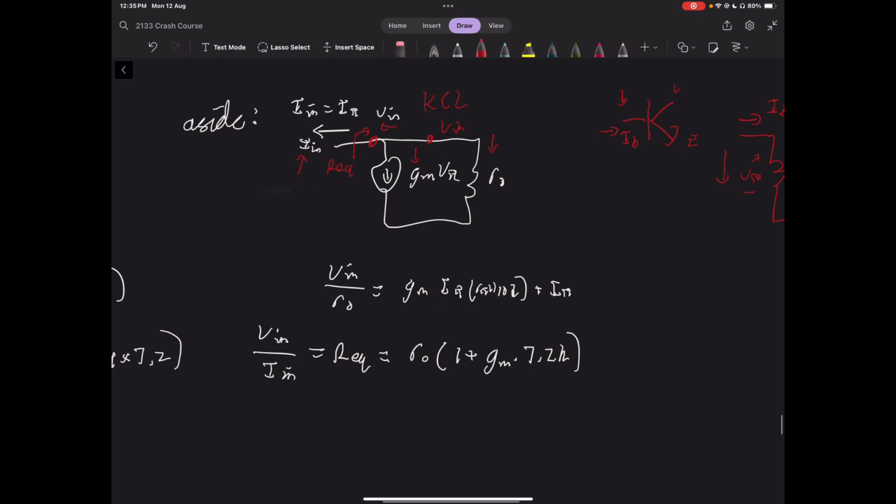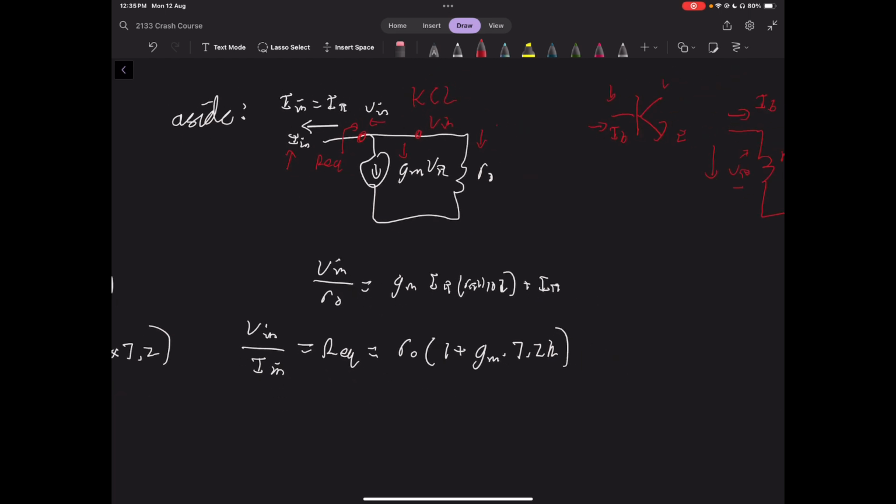So looking at KCL, it's clear that the current through here is vN on r0, and that's going to equal the two currents going out of the node. You can think of this as just iN. This is the current we defined as iN, and then this current here is gm v pi. Again, we have just rewritten v pi as this current here, iN, times the resistance in parallel here, 10K.